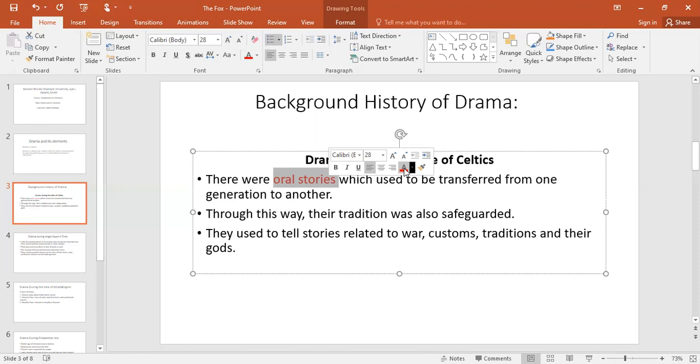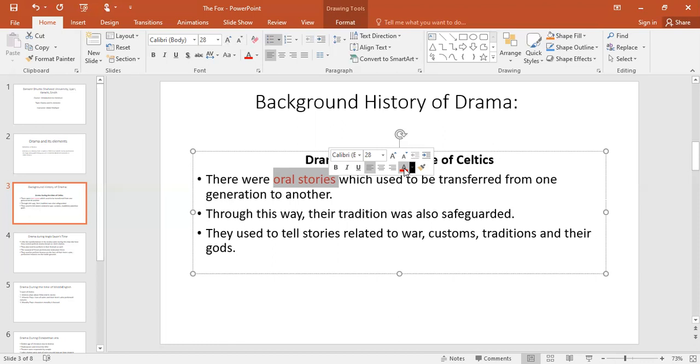Those stories were based on war: how the ancestors fought their wars, how they defeated their enemies, and what the customs of their society are. If someone went against the customs of the society, what kind of punishment that person got. And if someone violated the rules, customs, and traditions of their society, what kind of punishment the person got. And if someone acted against the gods, how the person would face the consequences.